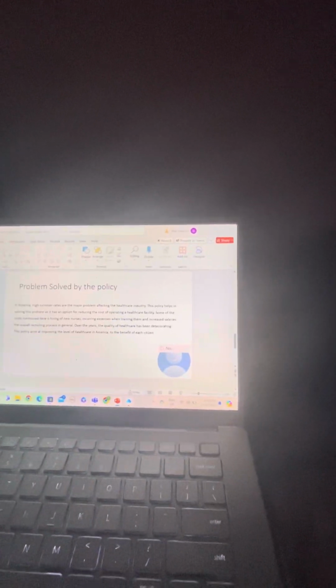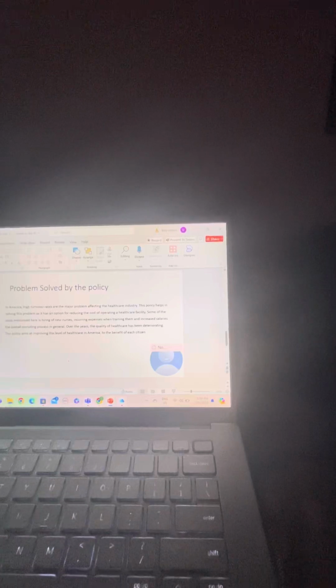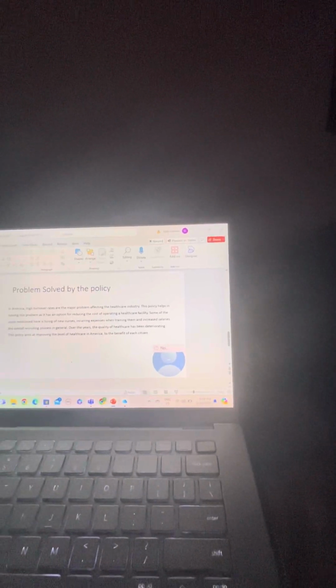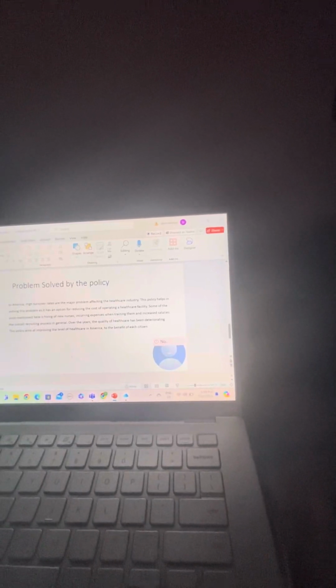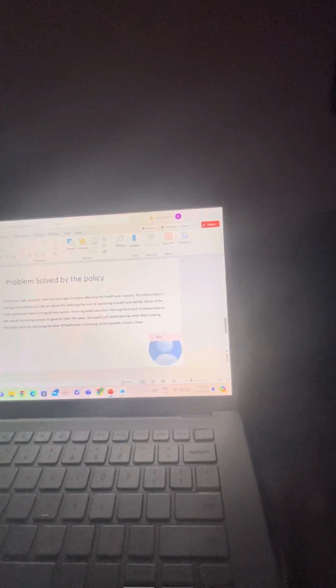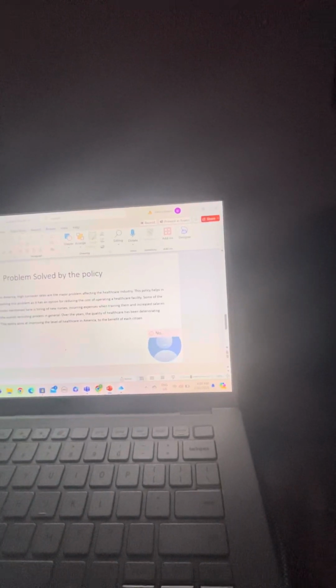Problem solved by the policy. In America, high turnover rates are the major problem affecting the healthcare industry. This policy helps in solving this problem as it is an option for reducing the cost of operating a healthcare facility. Some of the costs mentioned here are hiring of new nurses, incurring expenses when training them, and increased salaries, the overall recruiting process in general.